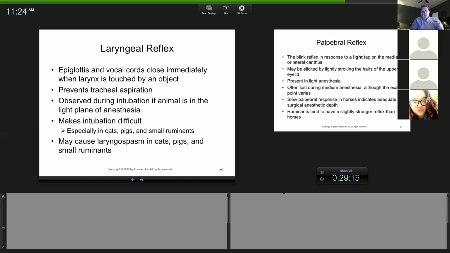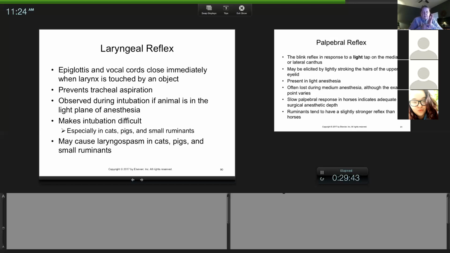normally when we anesthetize a cat, we squirt a little bit of lidocaine, which is a numbing agent. We squirt it in the back of their throat. I drip it on the laryngeal folds, and it helps to numb them so that they're not as sensitive. And again, I don't do that in a dog. You don't do that in a horse, but in pigs, small ruminants, and cats especially, we usually use lidocaine.